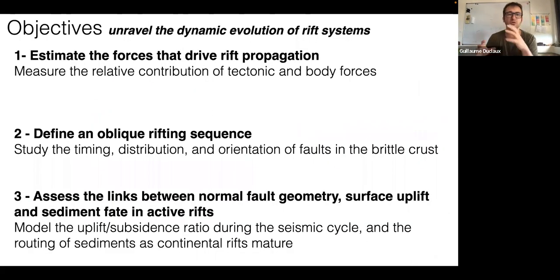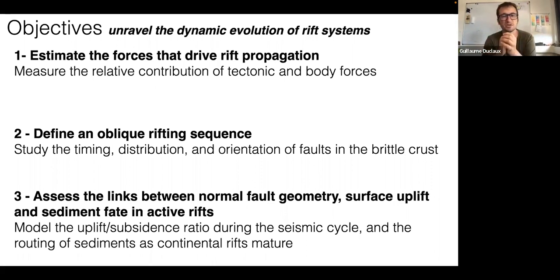So the objective of my talk, as I told you in the first slide, is to try to convince you that numerical models are useful to unravel the dynamic evolution of rift systems. I'm first going to spend about 10 to 15 minutes looking at the rift propagation system and trying to estimate the forces that drive this rift propagation in 3 dimensions. We are going to try to measure the relative contribution of tectonic and body forces in this system, going into the famous passive rifting versus active rifting. So this will be the first part.